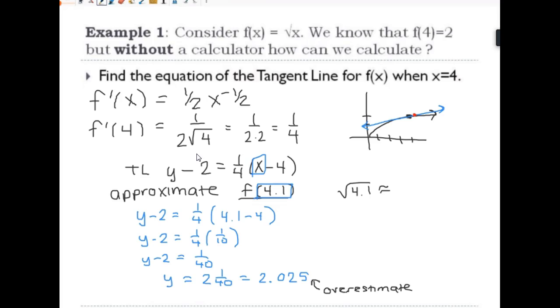You could use your calculator and find the actual value of the square root of 4.1. On a calculator it is 2.0248. So would you say our approximation of 2.025 is a pretty good approximation? So now, if somebody ever asks you to find the square root of a number, you could do it using calculus. So if you ever needed to find a square root on any sort of test without a calculator, you could do it using calc. I know that makes you so happy.